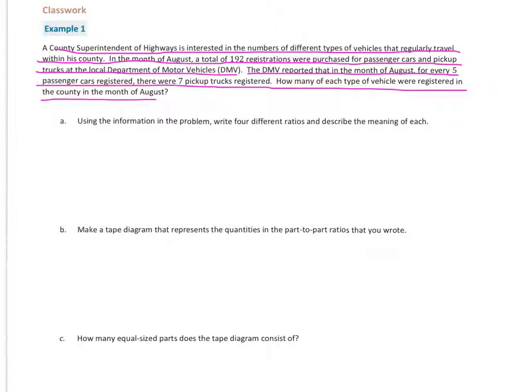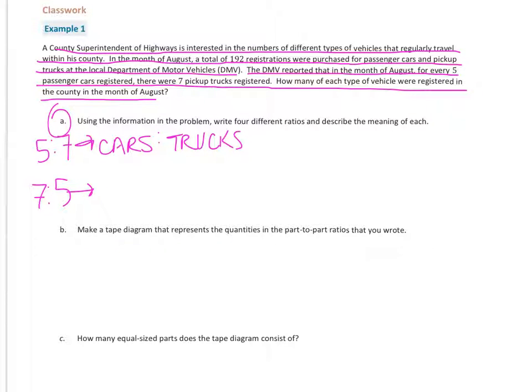All right. Using the information in the problem, write 4 different ratios and describe the meaning of each. Well, first, I have 5 to 7, which is cars to trucks. And then I can have 7 to 5, which of course is going to be trucks to cars. Now these are both part-part ratios, where the cars are part of the whole, trucks are part of the whole, but I'm comparing part to another part.